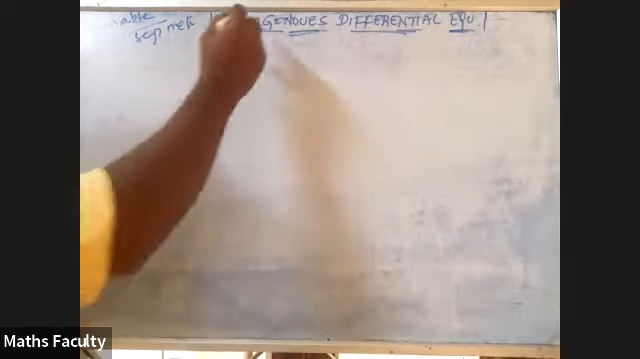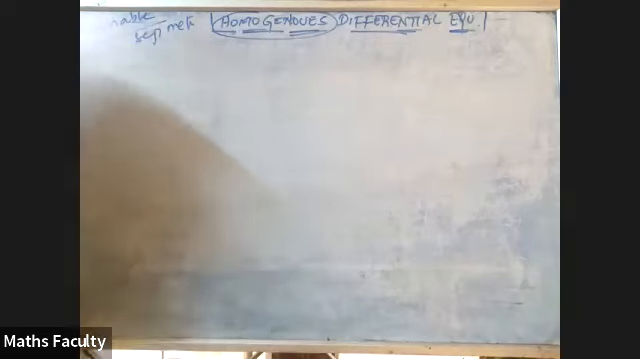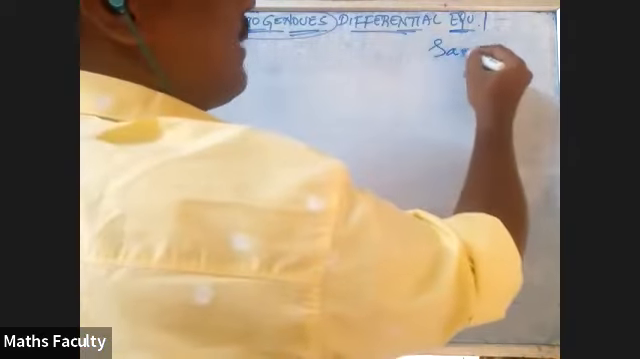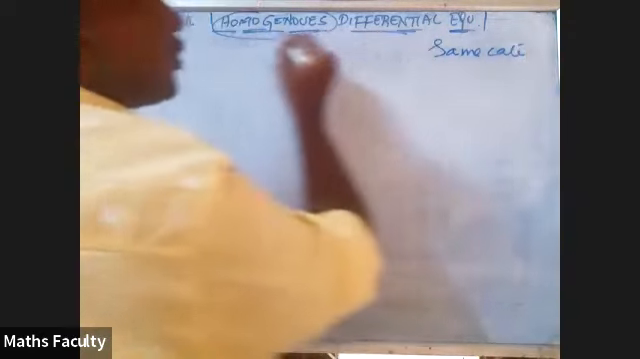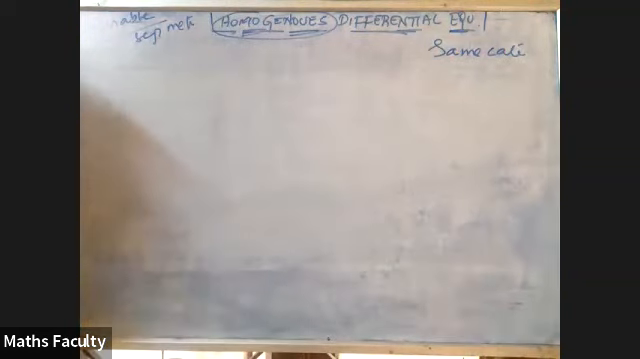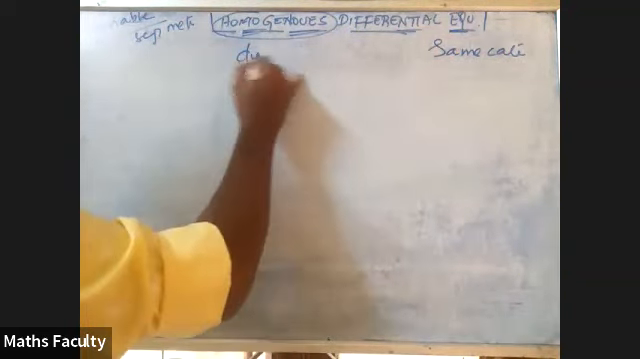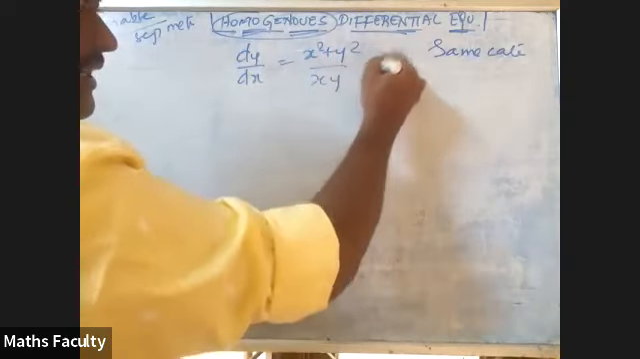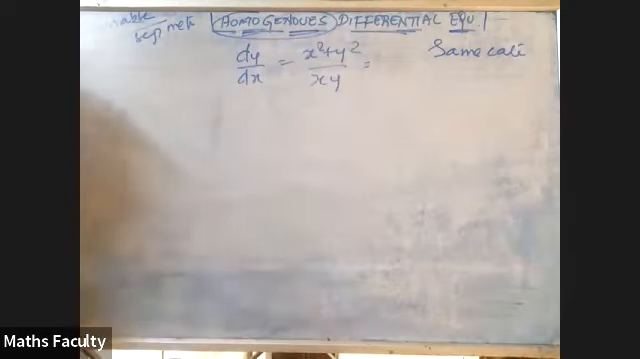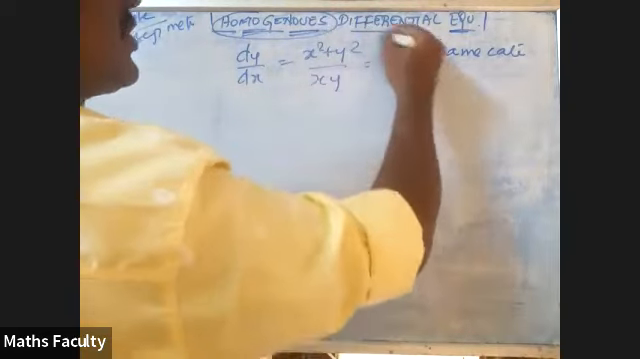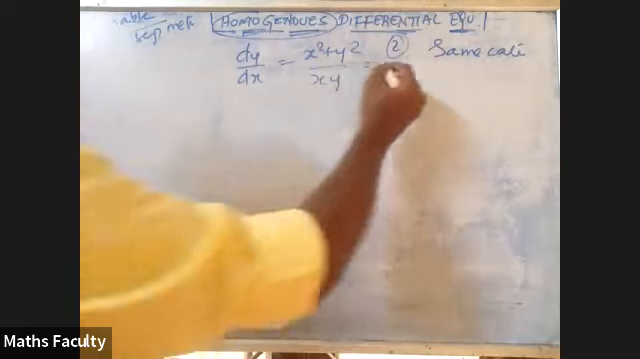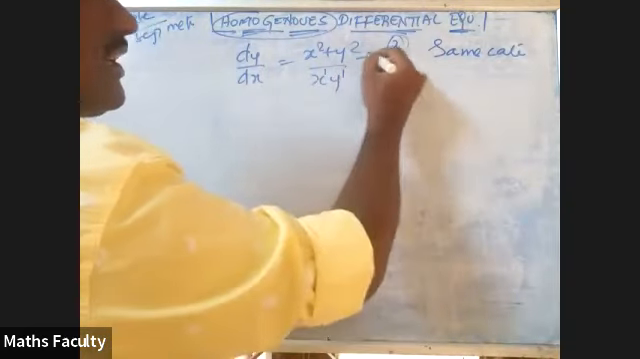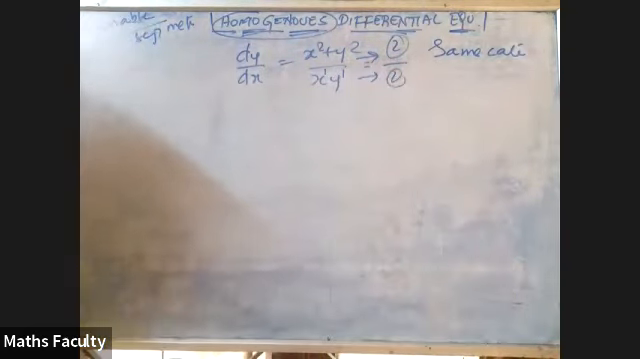First of all, you see what is homogeneous. We have discussed homogeneous even in coordinate geometry. Homogeneous means the same category. Homo means same. So if we have a function dy by dx is equal to (x square plus y square) by xy, let us take the degree of the numerator and the degree of the denominator. The degree of the numerator is 2 and the denominator is also 2. So the degrees are equal.